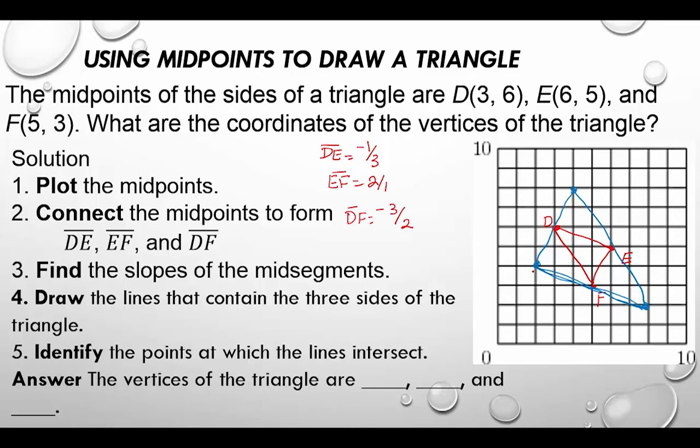And now I can figure out what my vertices are of this triangle. So this one's located at x equals 2, y equals 4. This one's located at x equals 4, y equals 8. And last one's located at x equals 8, y equals 2. So here are your answers.